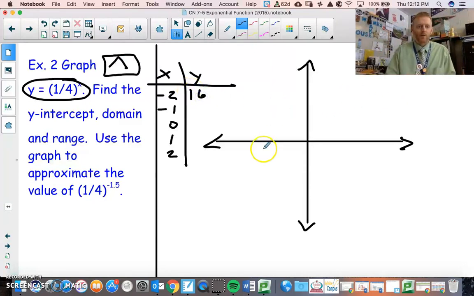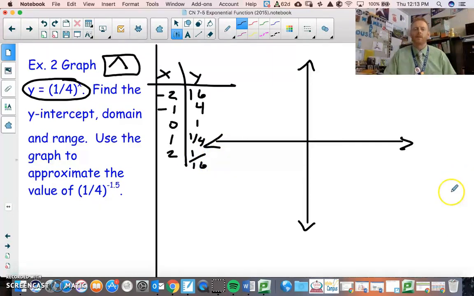A -1 is just going to be the same thing here. 0.25 to the -1 is 4. 0 to the 0 power is always 1. 1/4 to the 1 power is always 1/4. And then 1/4 to the second power is going to be 0.0625. Wow, that must be like 1/16. And there we go, 1/16.